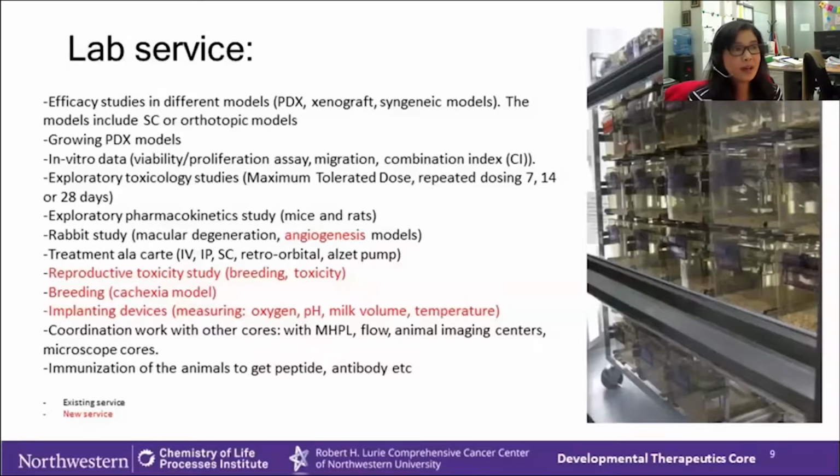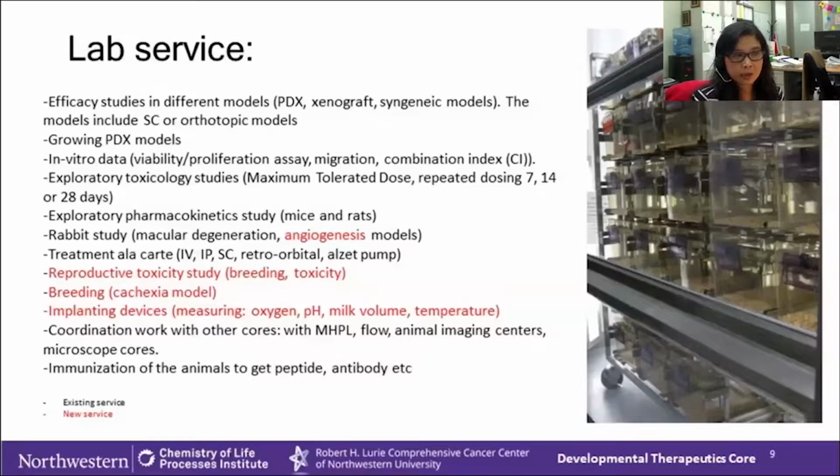Recently, we were requested to run a rabbit study for 2 different models, which are macular degeneration and angiogenesis. It's very unique because we have to tailor a new IACUC protocol for them, and we have to consult with FDA to make sure that the study is completed in a smooth way.